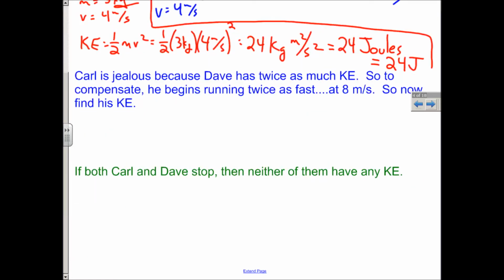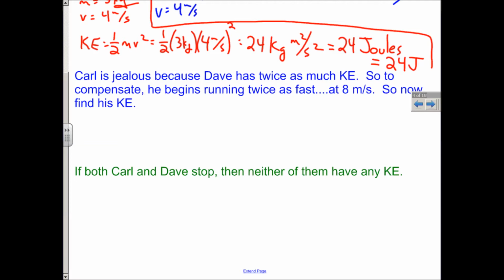All right. So now Carl is jealous because Dave has twice as much kinetic energy. So to compensate, he begins running twice as fast, at 8 meters a second. He's figuring, well, he's got half as much energy, so to make up for it, he's going to run twice as fast. So let's see what happens.